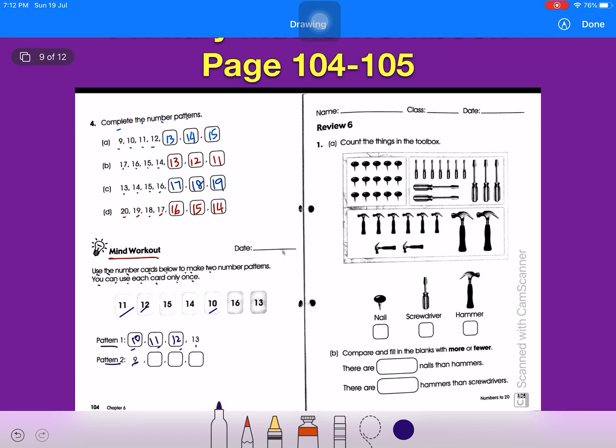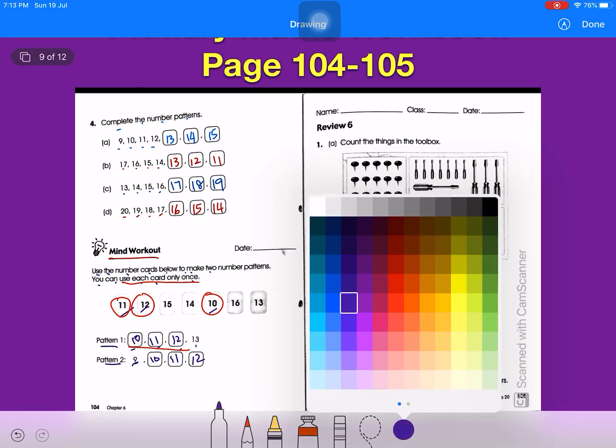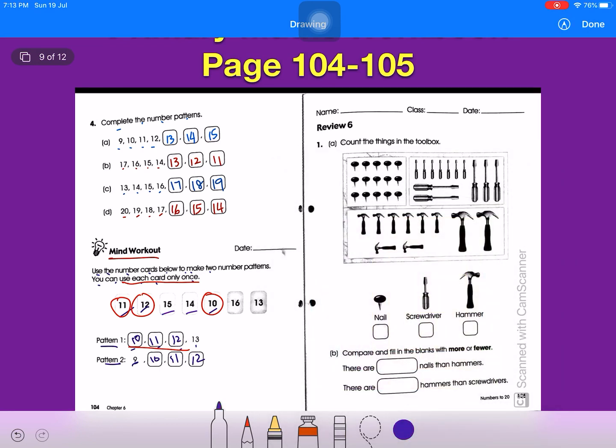So 9, if we count on, it will be 10, 11 and 12. But you need to look at here. 10, 11 and 12 already used for pattern 1. So we cannot repeat the number because each card only once. That means one of the sets we cannot use. Let's check how many numbers left here. Got 15, 14, 16 and 13 left here. So 9 for pattern 2, we cannot use 14, 15, 16 or 13 to complete the pattern.